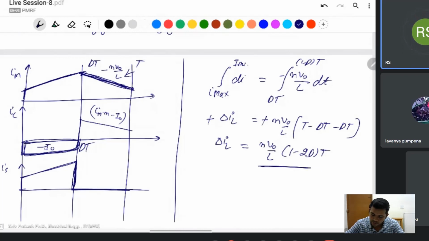This one will be negative. Negative means the slope will be downside, it goes to the downside. This one will be positive, it goes to the upside.